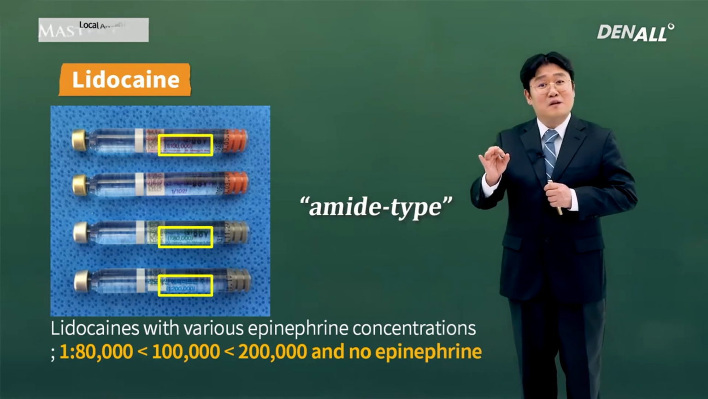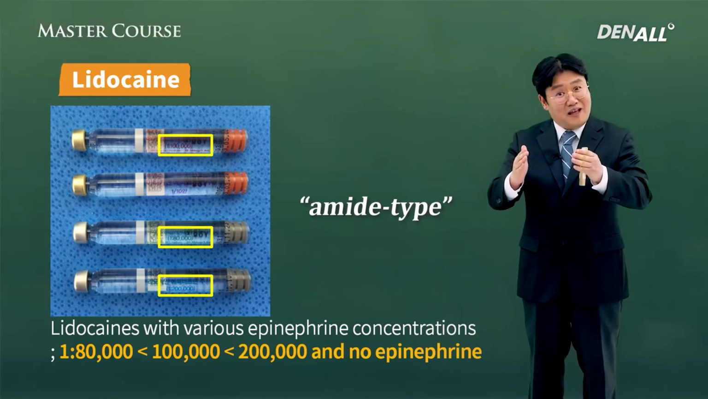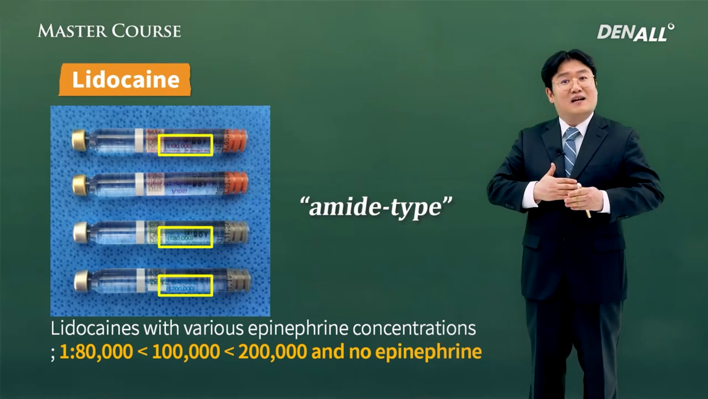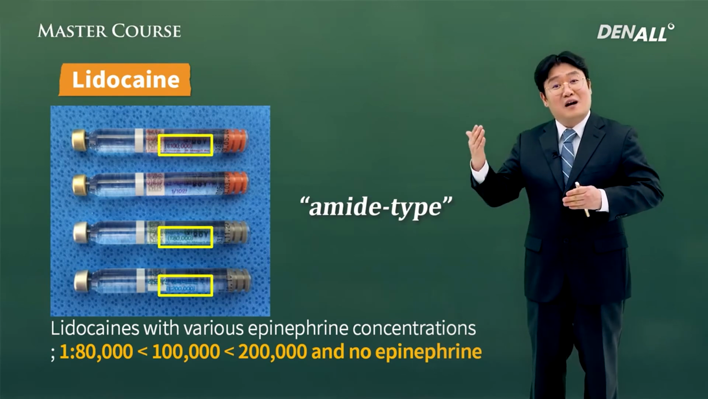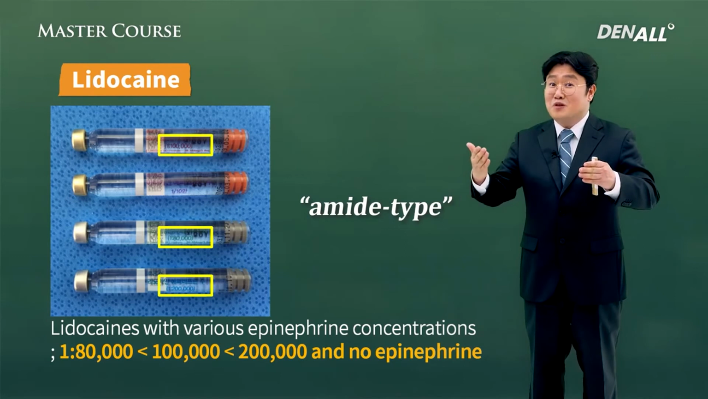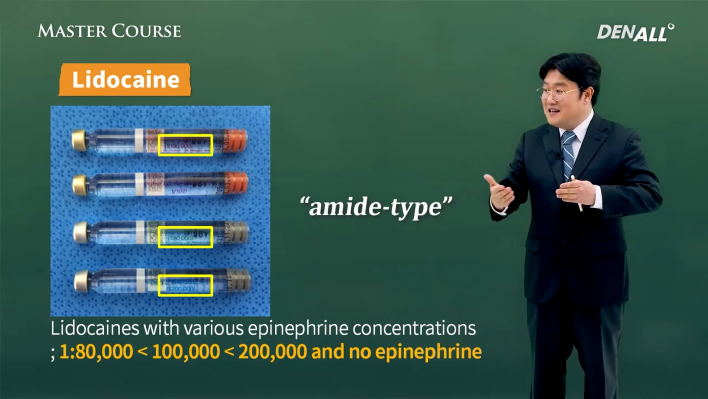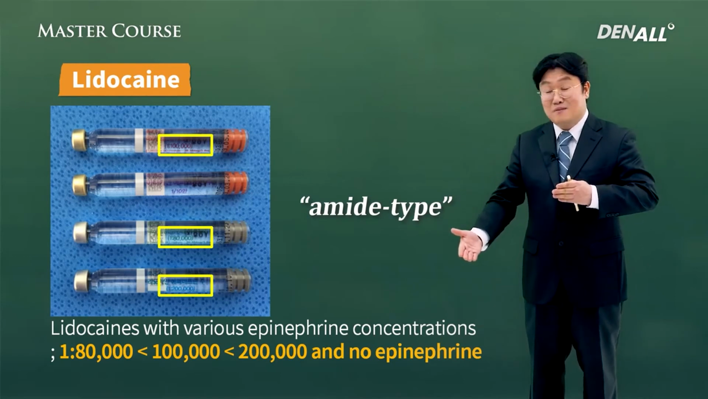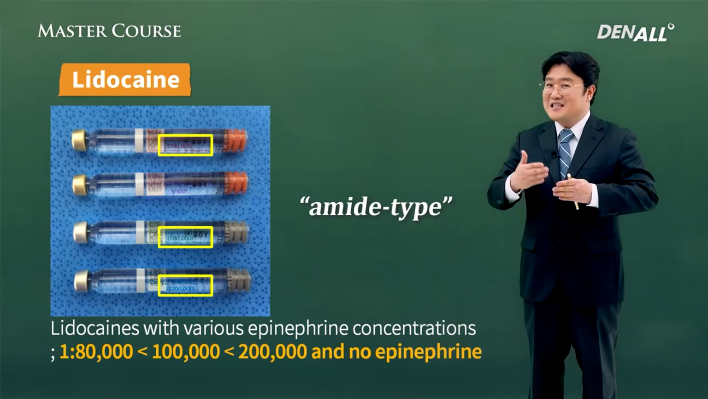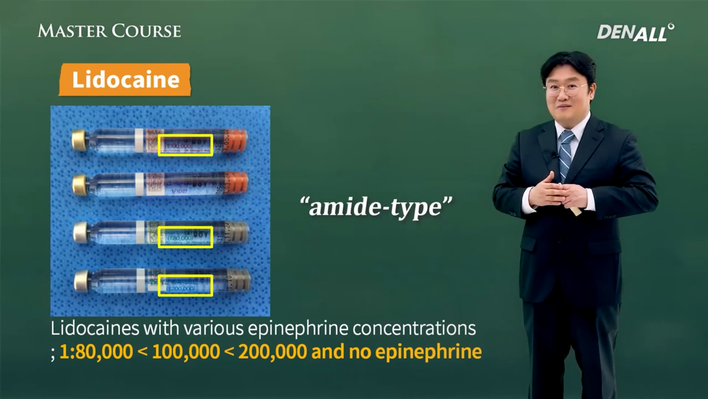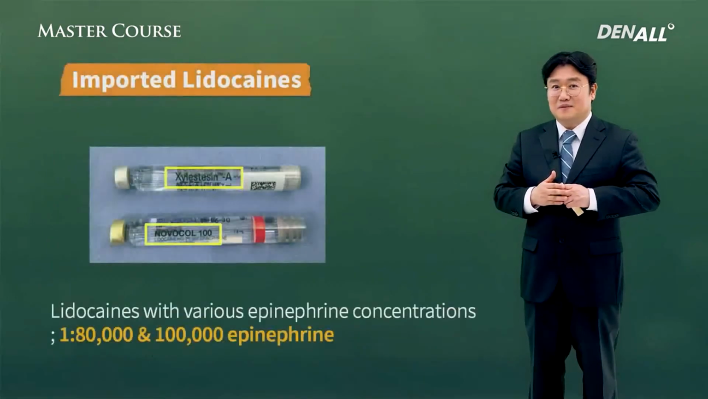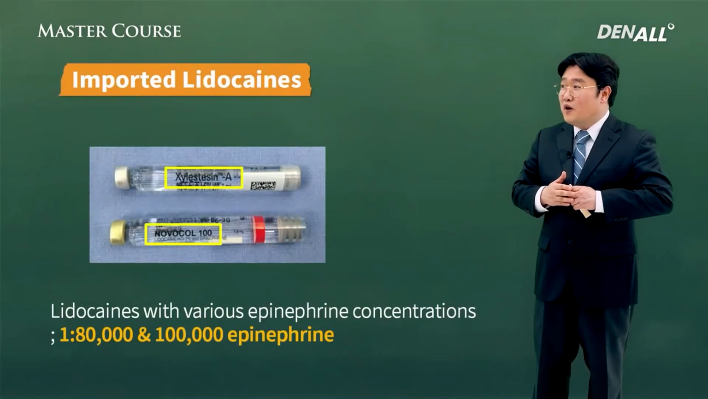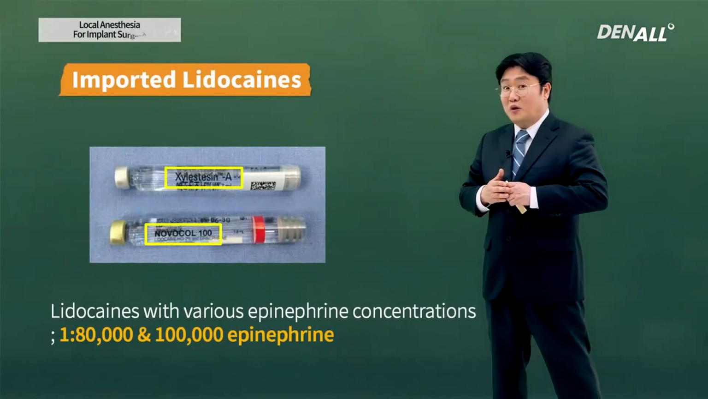This one means the epinephrine volume is small, therefore it is used for a patient with a heart disease, to reduce the risk if anything wrong can happen to the heart. So 1 to 200,000 epinephrine is recommended for a patient with a heart disease.